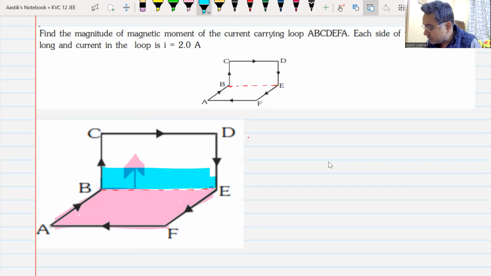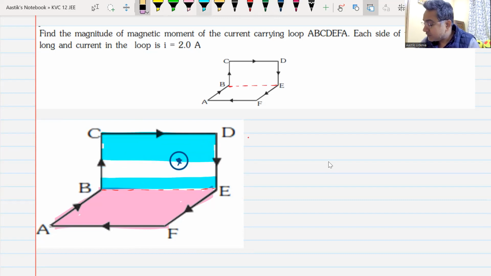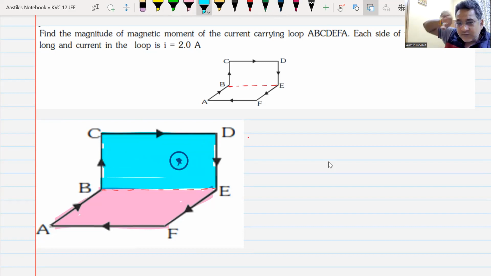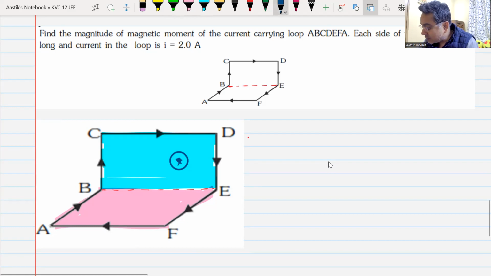Then you have this blue loop which is in the xy plane. And the magnetic moment of this loop is going to come outside. Oh, sorry, inside. I have marked this one also wrongly. This is not coming up. This is coming down actually. If I just turn the fingers, for the XY loop, it is going inside. And for this loop, it is going down.